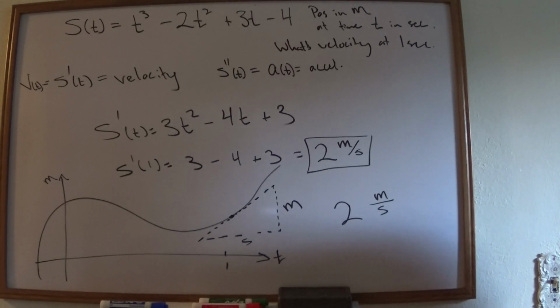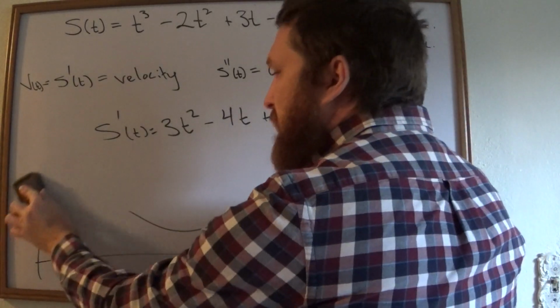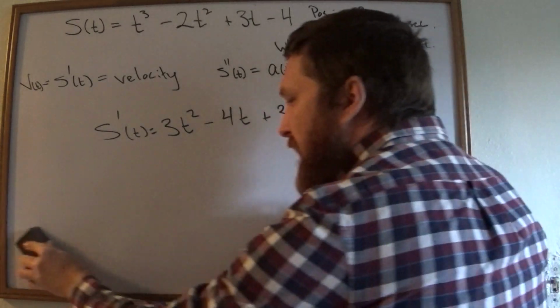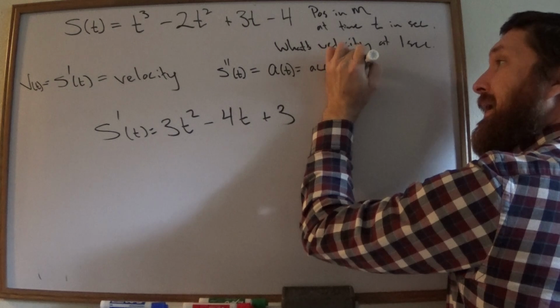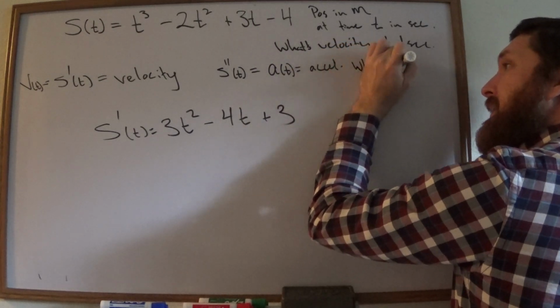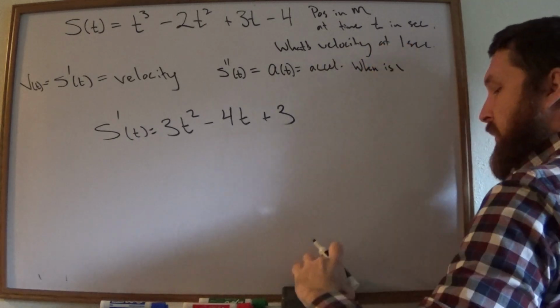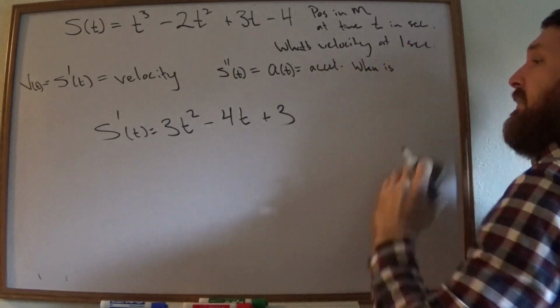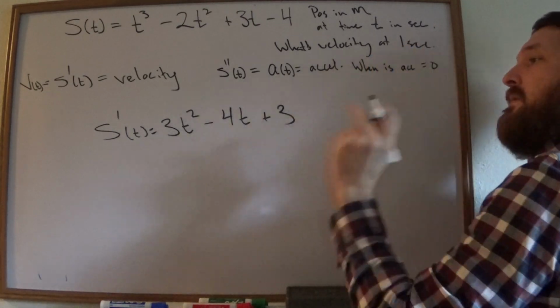And so if I ask you about velocity, I might ask you, when is its acceleration 0? How would you do that? Here's this work that you've done, and now the follow-up question is when, meaning at what time, when is the acceleration equal to 0? So you take the second derivative.